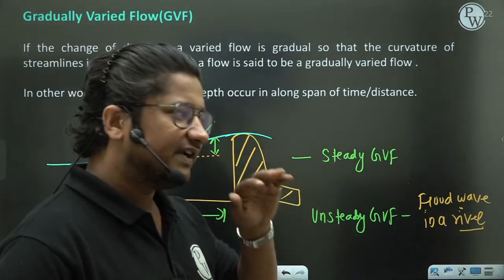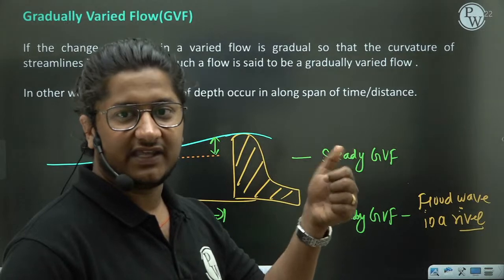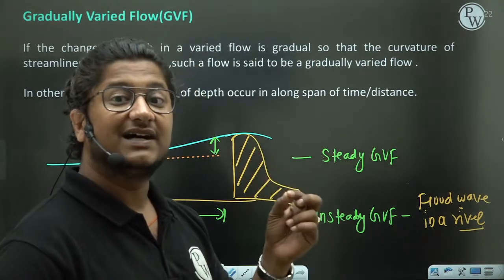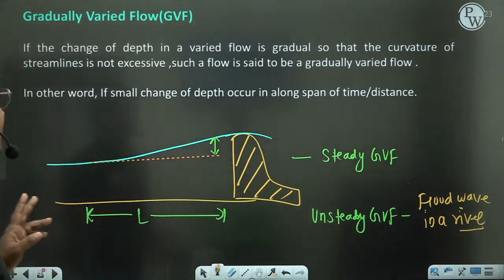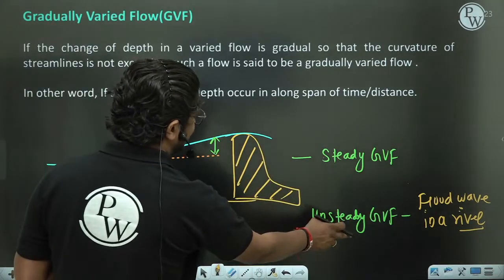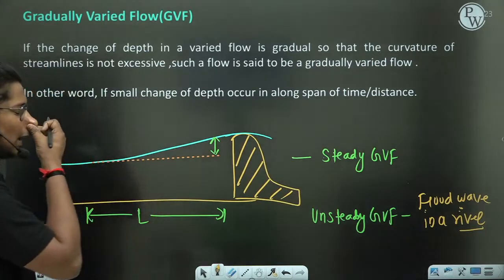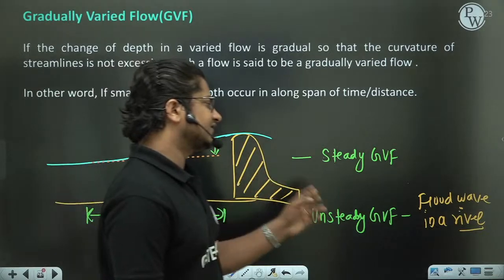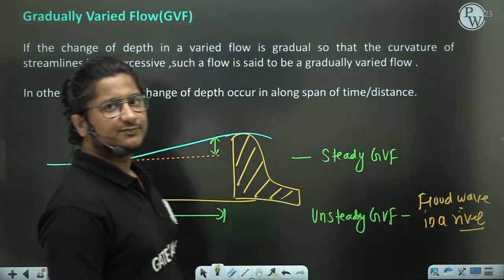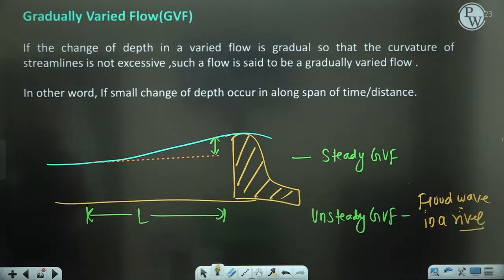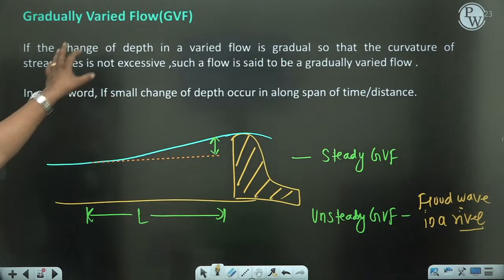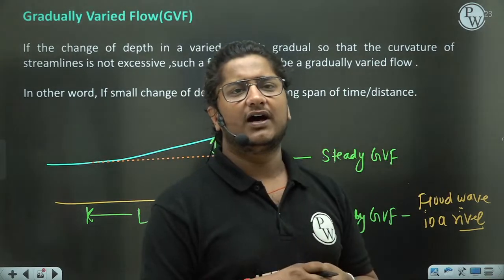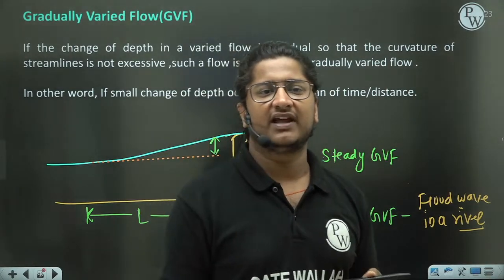In a flood wave, depths are not so high in a river, but it is unsteady. That is the thing you need to understand. So for both, I have given you an example. One is the flow of water in the upstream of a dam, and the second one is the flood wave in a river. So this point you need to understand. This is for gradually varied flow. Anyway, I will discuss gradually varied flow in detail because it's a separate topic, but here I am giving a small introduction regarding GVF.